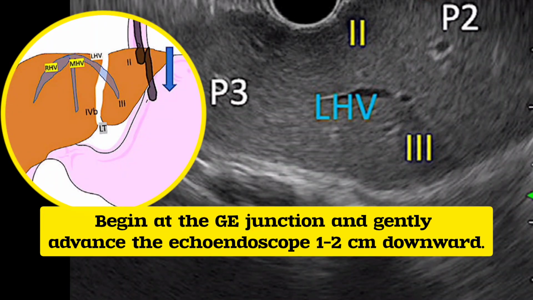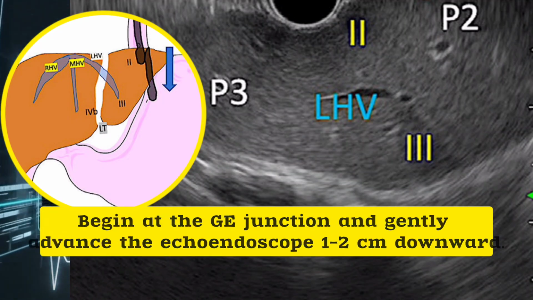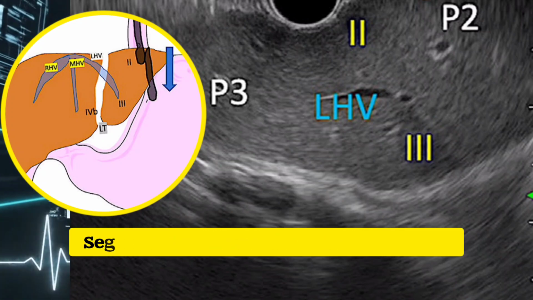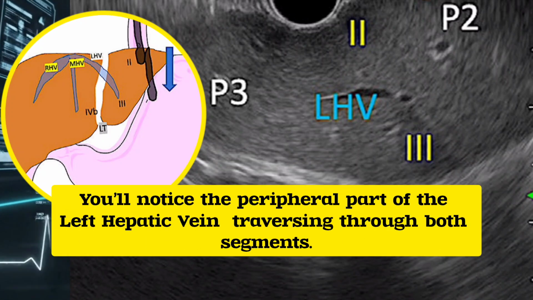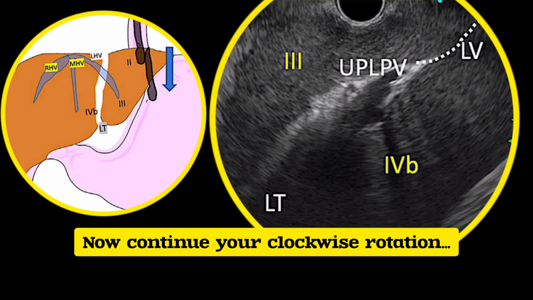Begin at the GE junction and gently advance the echoendoscope 1 to 2 centimeters downward. Maintain clockwise torque. And there they are, segment 2 and segment 3 in full view. You'll notice the peripheral part of the left hepatic vein traversing through both segments. Now continue your clockwise rotation.